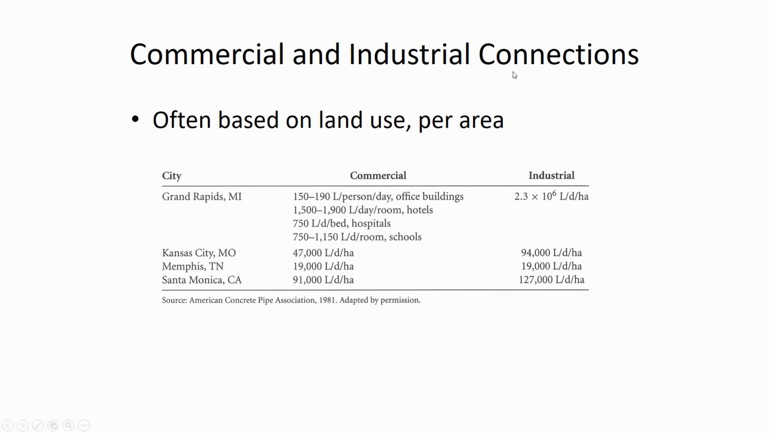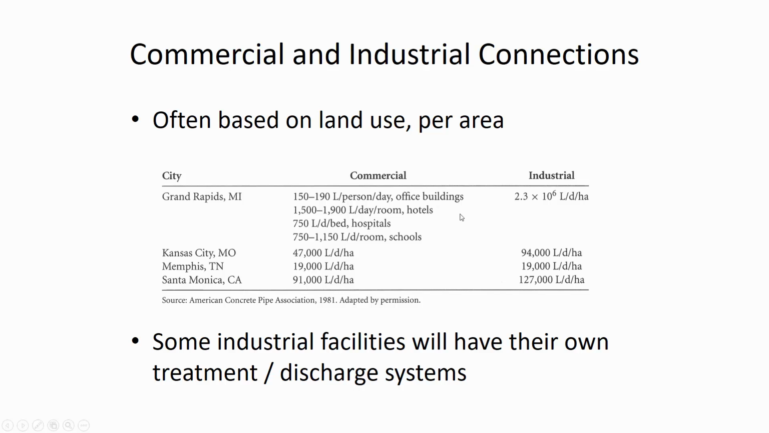Commercial and industrial connections are similar in a way, where there can be a huge amount of variation in what the expectations are, how much wastewater you should be prepared to accept in a sewer per area. And so you'll see here in Santa Monica, California, they're saying expect 91,000 liters per day per hectare of commercial space, and then it can be much lower in other places. And so you just have to be familiar with what the requirements are.